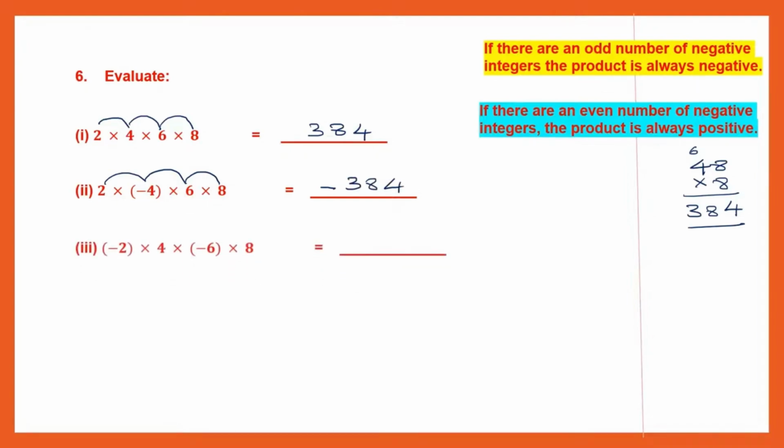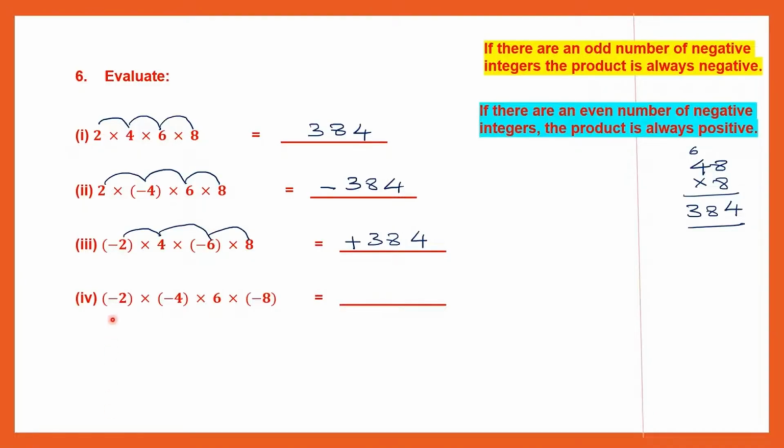Now 2 4s are 8, 8 6s are 48, 48 into 8 we just multiplied and got 384. Now here we have 1 plus 1. We have 2 negative integers. 2 is an even number. That means our product will be positive, plus. 2 4s are 8, 8 6s are 48, 48 into 8 is 384.